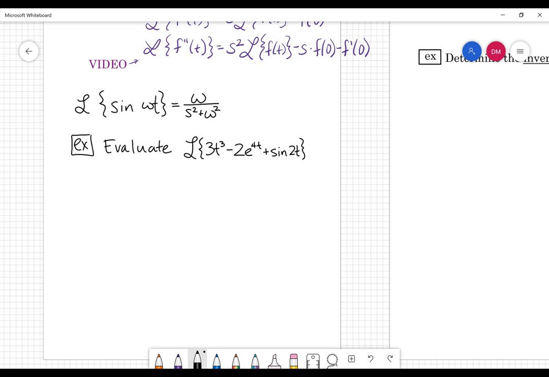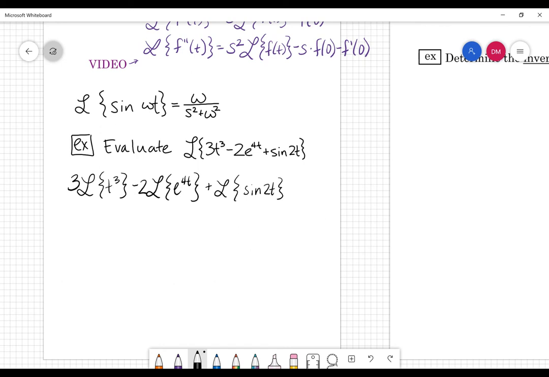We can pull the 3 out in front. So that constant in your Laplace transform does just get pulled to the front. So we're taking 3 times the Laplace of t cubed. Same thing applies with this minus 2. That negative 2 is going to get multiplied by the Laplace of e to the 4t. This is a transform that we talked about yesterday as well, e to the alpha t. And then we are going to add to that the Laplace of sine of 2t, and this is where we need the formula written above there, sine of omega t.